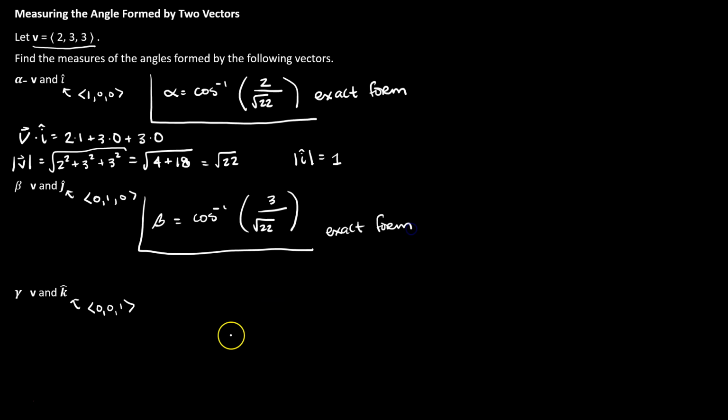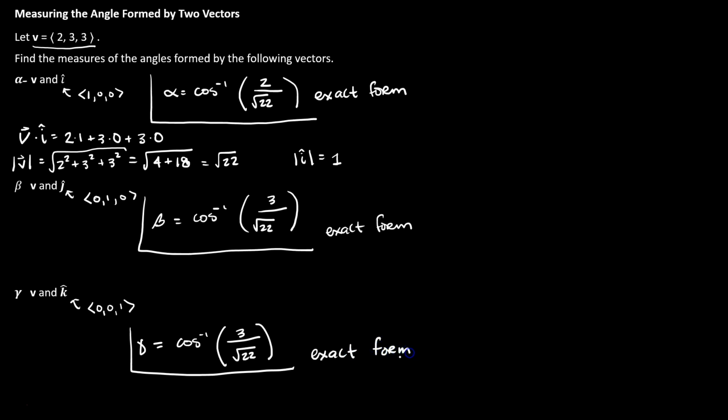We have one left to do, and that's the angle gamma. Gamma is the angle between v and the unit vector k. So we'll have cosine inverse. The dot product between v and k is the 1 from the z component of k times the 3 from the z component of v. So we have 3 in our numerator. In the denominator, again, it's root 22 since that's the magnitude of v times the magnitude of a unit vector, 1. So we've calculated our 3 angles. And we're going to leave them in exact form again because approximations aren't always better.